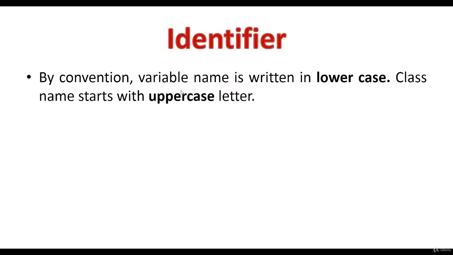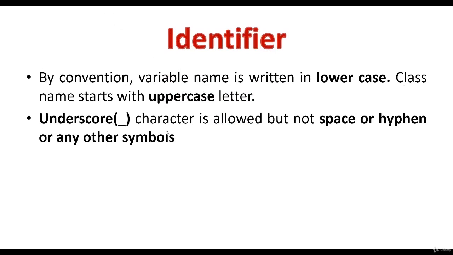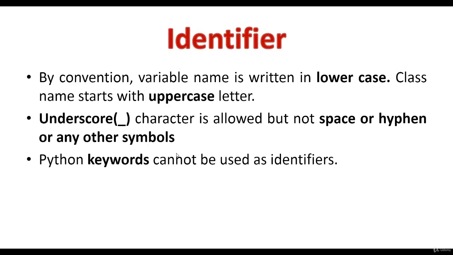By convention, variable name is written in lowercase, whereas Python class name starts with uppercase. Underscore character is allowed, but space, hyphen, or any other symbols are not allowed in identifier. Python keywords cannot be used as identifier.